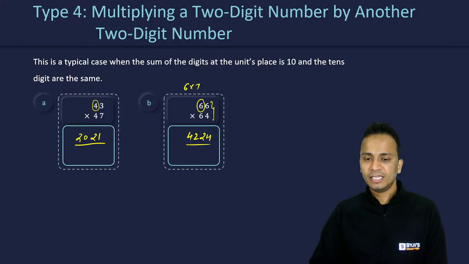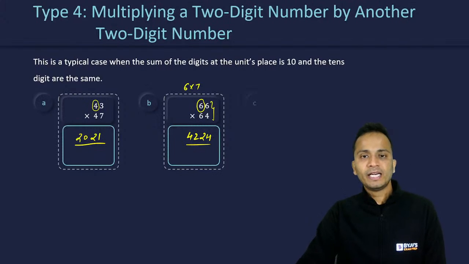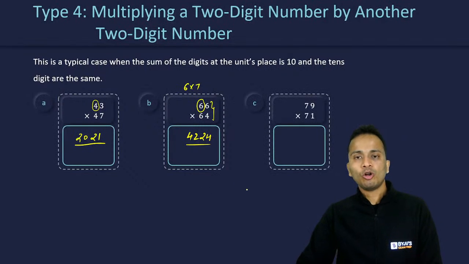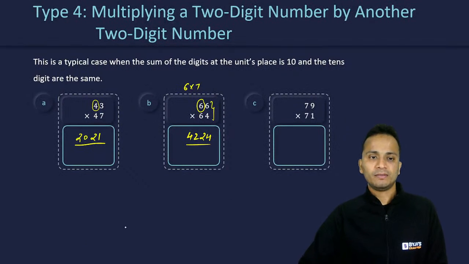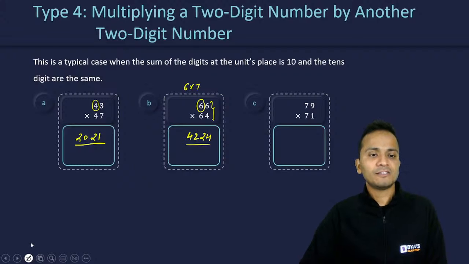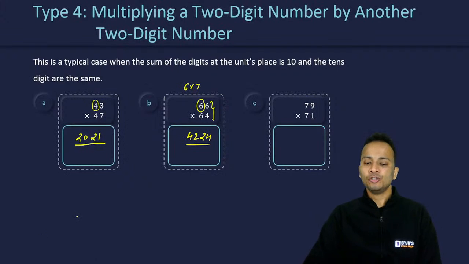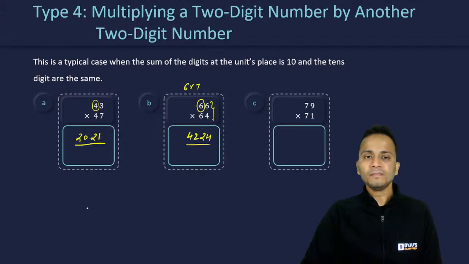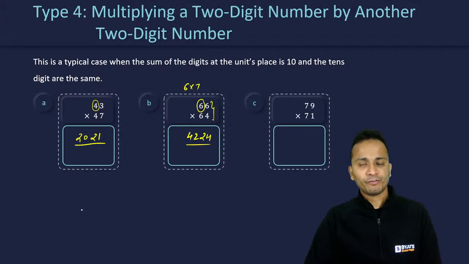All right, okay. Now let's move ahead and take one more example, and I want all of you to write the answer for this one. Come on, write an answer for this one. 79 into 71. I'll wait for a few seconds.